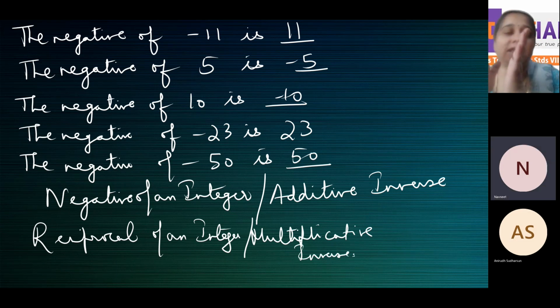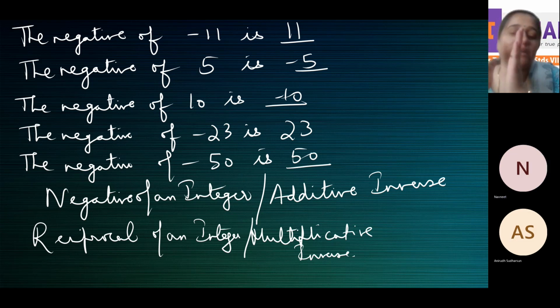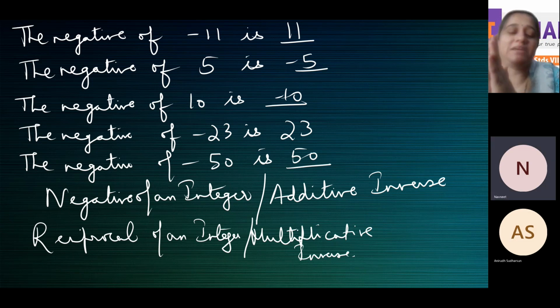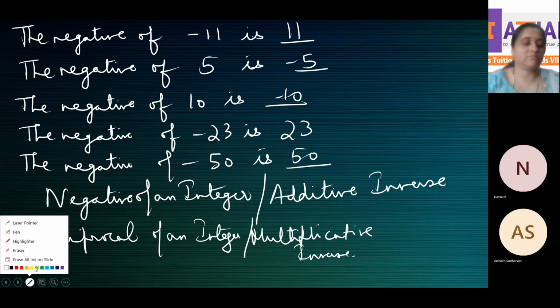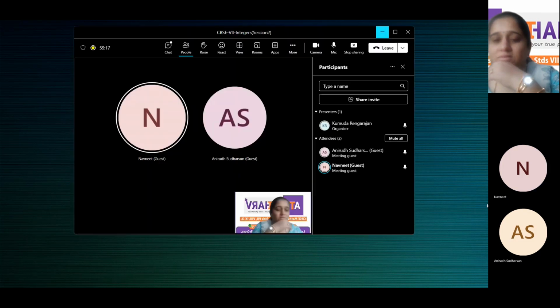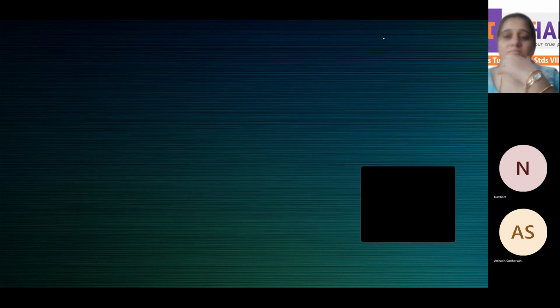Additive inverse is also called negative of an integer. Multiplicative inverse is also called the reciprocal of an integer. Now, be very careful. Shall we start with the questions? I'm going to ask you all. Ready? Yes, ma'am.